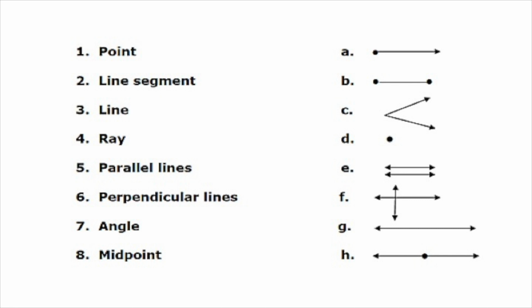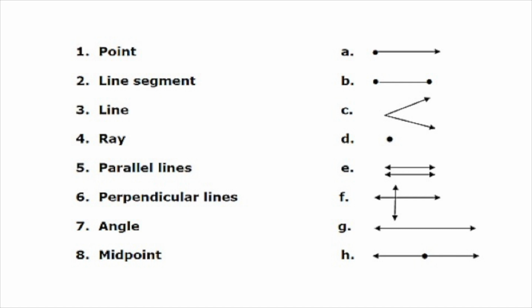Now, a ray is a point and an arrow. So where can we find the point and the arrow? Excellent, well done, it's A. Parallel lines, two lines going in the same direction. E, excellent. Perpendicular is one line going one way and another line going the other. F, excellent, well done guys.